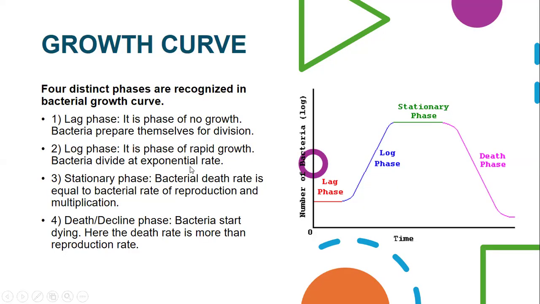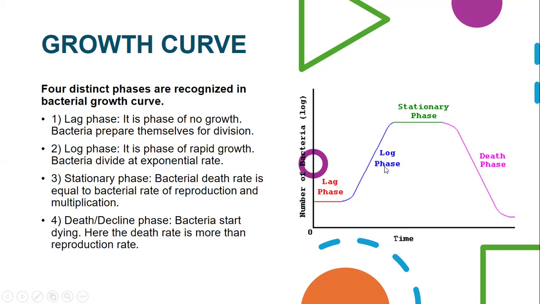The growth of bacteria is generally recognized on the basis of their growth periods. This has been divided into four phases. Number one, the lag phase. It is a phase of no growth. Bacteria prepare themselves for division.